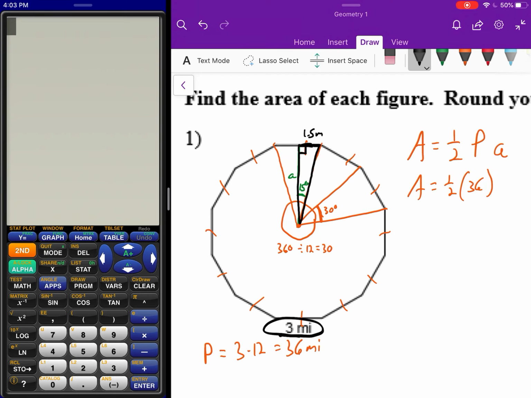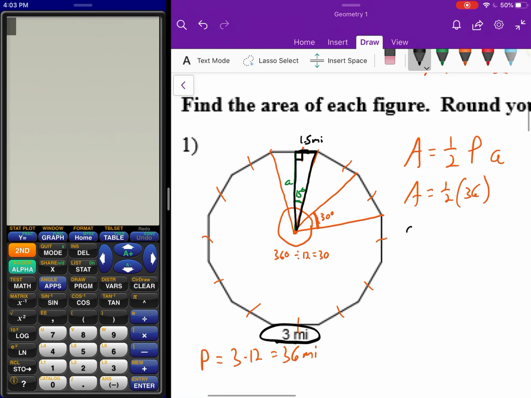So we think through this. We have the 15-degree angle. We know the apothem, which is the adjacent leg, and we know the 1.5 miles, which is the opposite leg. So we have adjacent leg and opposite leg. Which trig ratio deals with adjacent and opposite? Is it sine? Is it cosine? Or is it tangent? And we see here it is tangent.